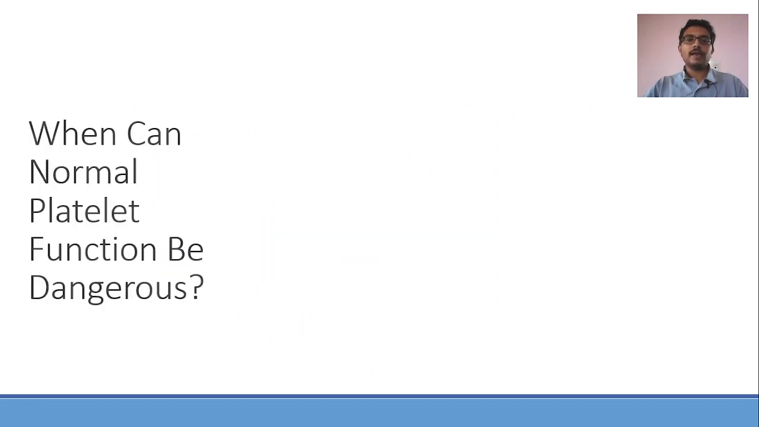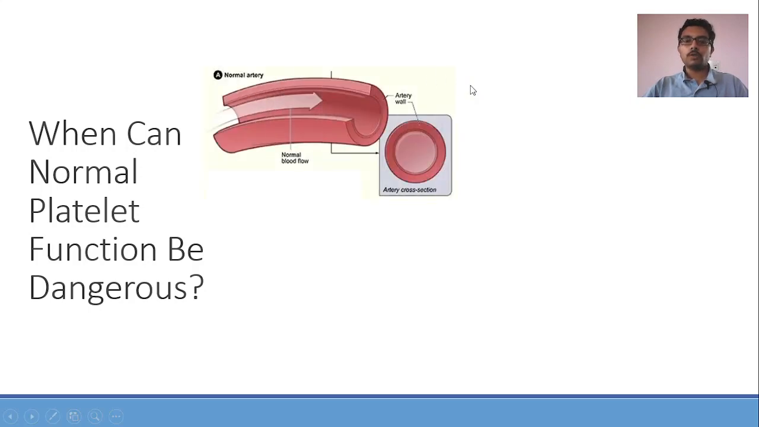Now, when can normal platelet function be dangerous and under what circumstances? So, this is a normal artery, the cross section and sagittal section of a normal artery with normal blood flow. But most of the middle-aged people, what happens in them is that arteries do not remain normal like this.